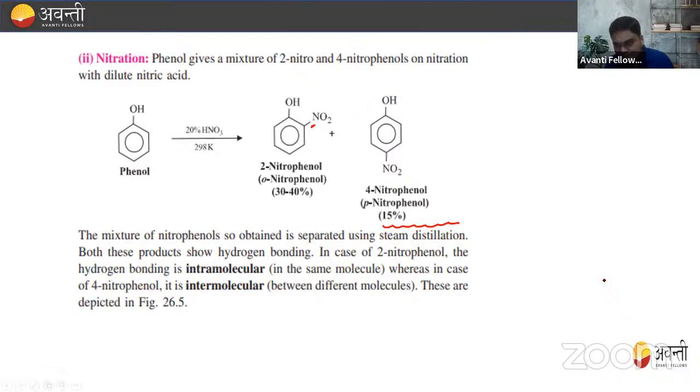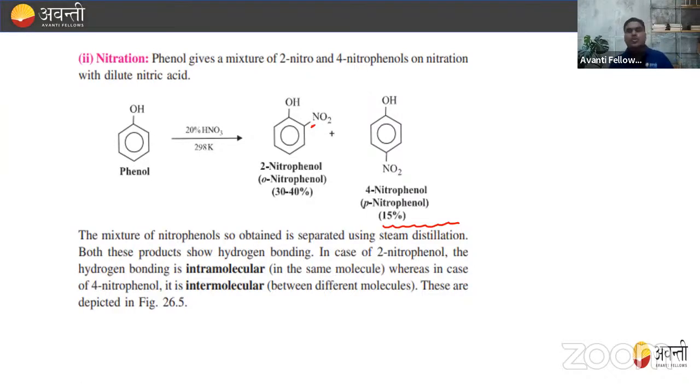Can anyone? JNV Panchmahal? Can anyone? What do you mean by this term intramolecular and intermolecular hydrogen bonding?